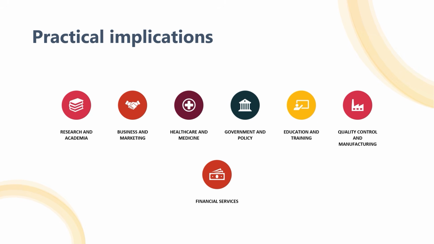Another is quality control and manufacturing. SPSS is used in quality control and manufacturing to analyze production data, identify defects, and improve processes. Manufacturers use SPSS to monitor product quality, optimize production processes, and reduce waste. The last one we see is financial services. SPSS is used in financial services to analyze market data, predict financial trends, and manage risk. Financial analysts use SPSS to make investment decisions, assess portfolio performance, and develop financial models.